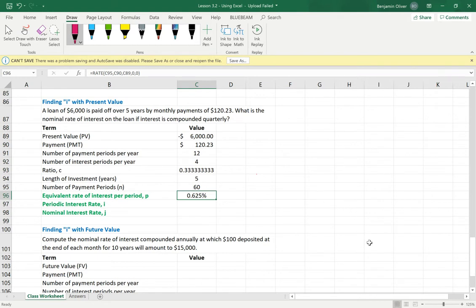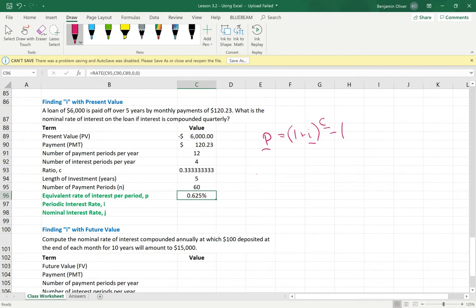So this is where it gets a little bit different. So we solved for p, okay? And remember that p is equal to 1 plus your periodic interest rate to the exponent c, minus 1. So we need to figure out what this i value is, and we know p, and now we know c, after doing this calculation.